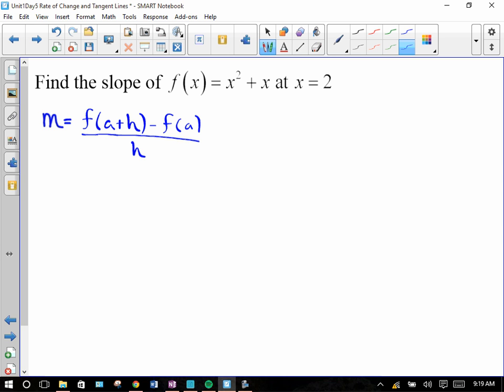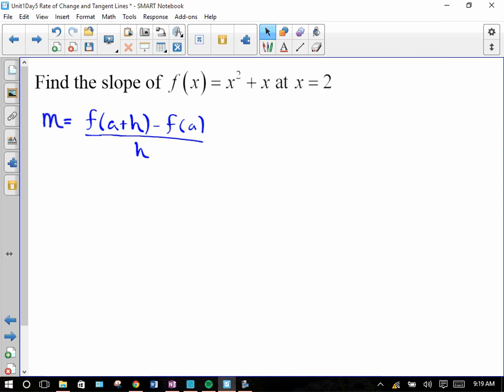What did I forget? I didn't get rid of it, I just forgot it. So we need to add that in. So let's move this over a little bit.